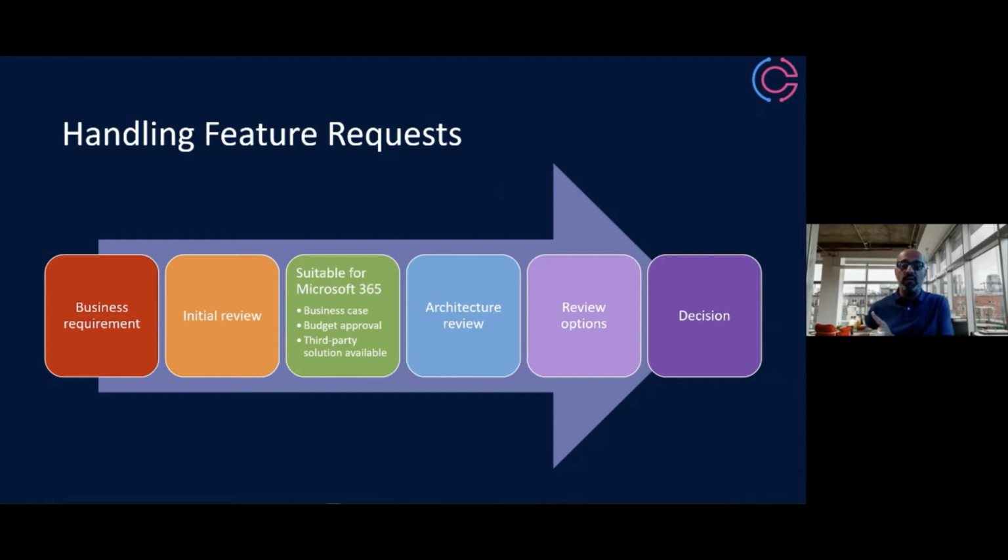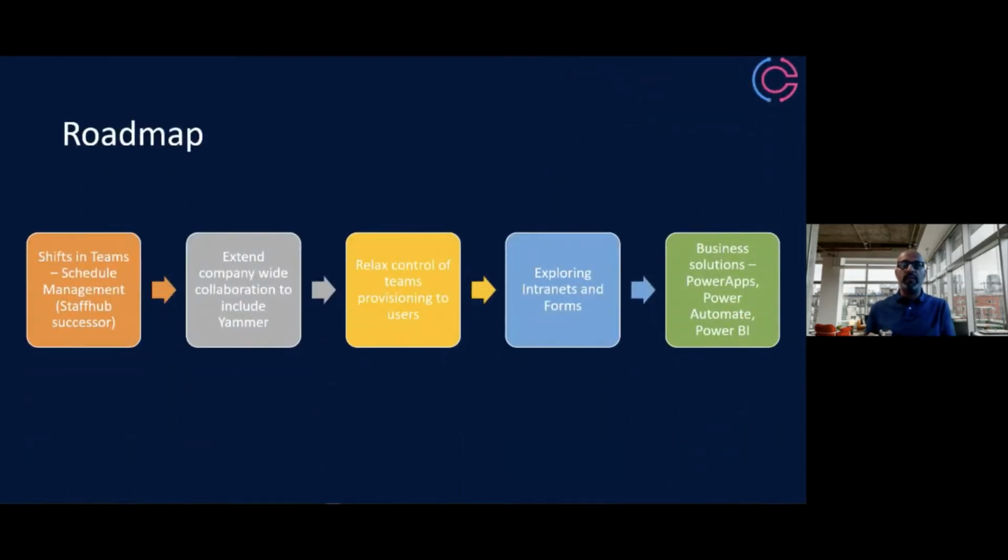So it's a question of get the requirement, review it. If it's a large requirement, then obviously you may have to go through the business case. If not, then you can just review those options and decide how you're going to do it, whether you're going to use 365 or some third-party tools. And then from a roadmap perspective, we put that together just to understand where you want to progress your journey further, because collaboration was the start of it.